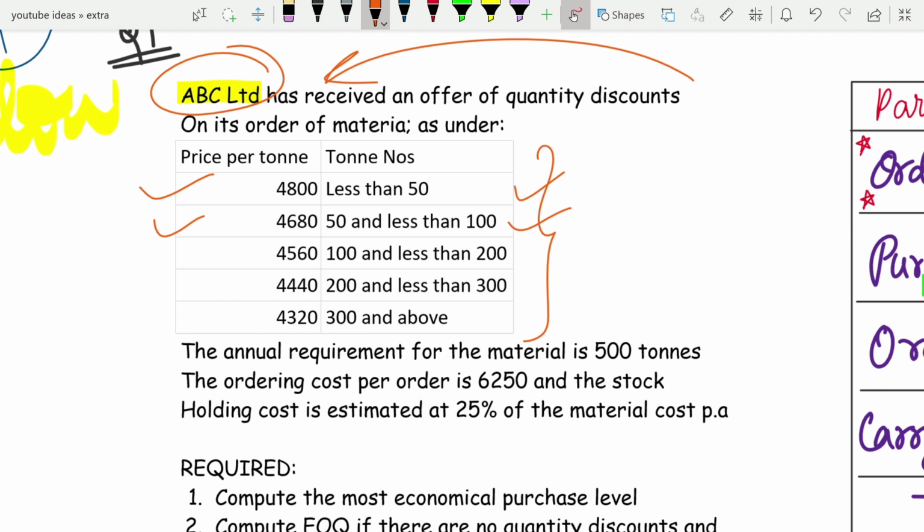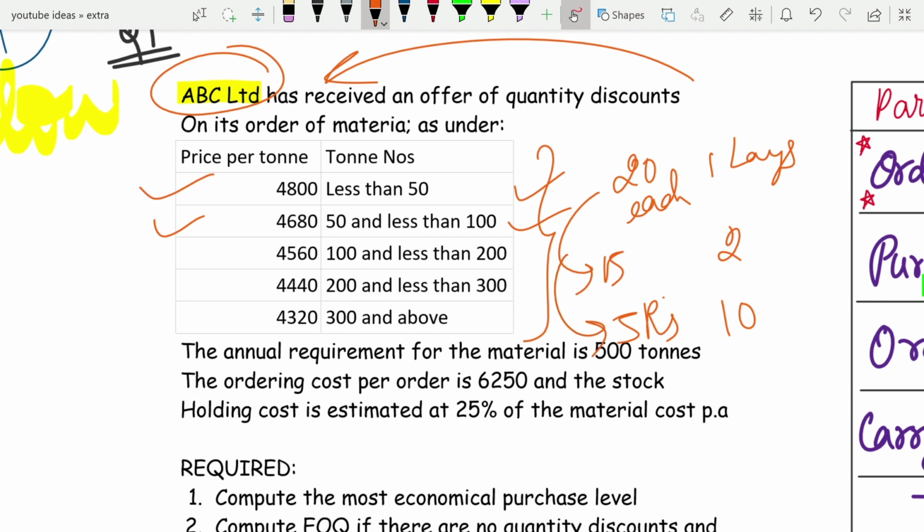For example, if you go to any supermarket, they'll tell you, if you buy one packet of Lays, we'll give you at 20 rupees each. Okay, if you are going to buy 2 packets of Lays, we will give you 15 rupees each. Or if you are going to buy 10 packets of Lays, we will give you 5 rupees each. For example, I am saying 5 rupees each. So like this, they will keep on giving you discounts so that you purchase more from them. Okay, the same concept is applied here.